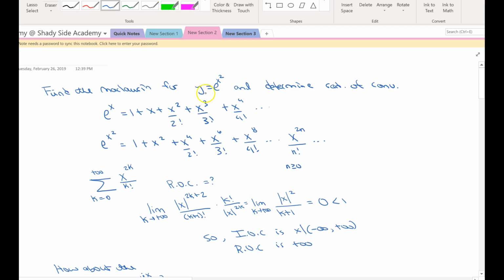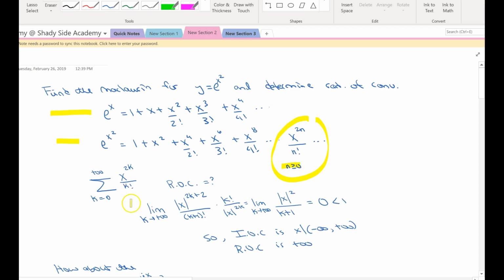Find the Maclaurin series for y equals e to the x squared, and determine the radius of convergence. Using shortcuts, we know, and hopefully you have these committed to memory in some capacity, e to the x is this Maclaurin series. By a substitution, e to the x squared is here. Notice what I did was write the general term. Remember, when you write the general term, you always also want to make sure you state where n begins.